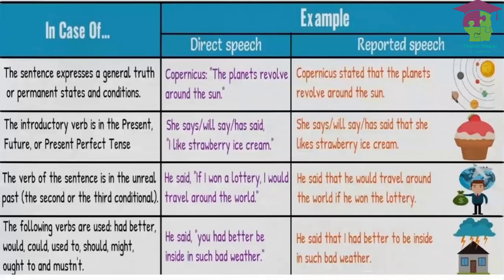But sometimes in reported speech we do not change any tenses, when the sentence expresses a general truth, we don't change it. For example, Copernicus said the planet revolves around the sun, right? In that way. Next is the verb of the sentence, right?